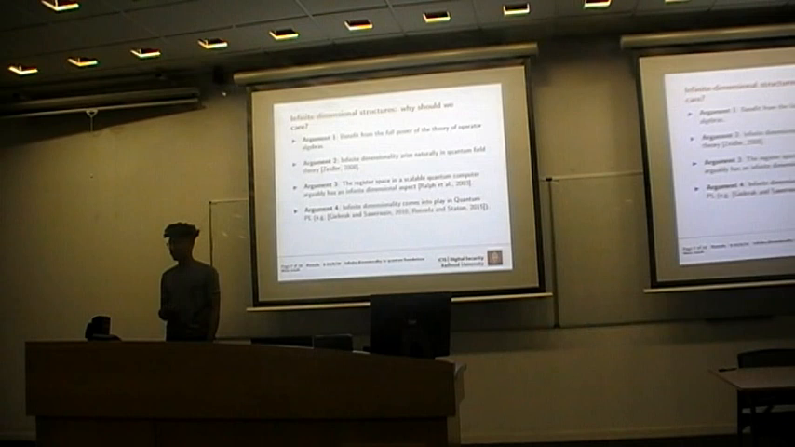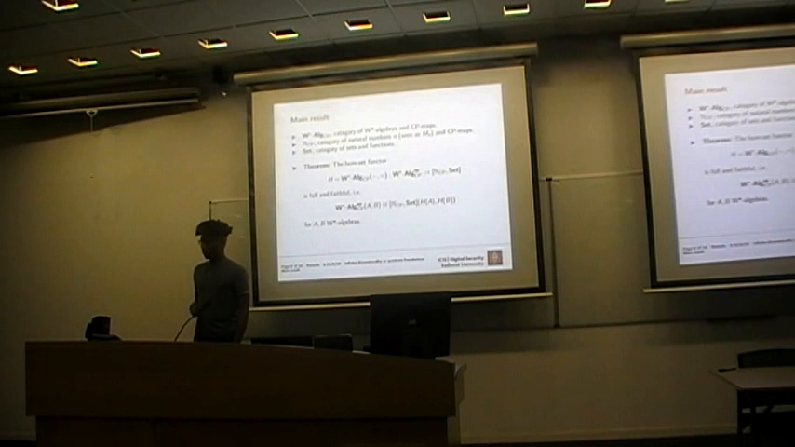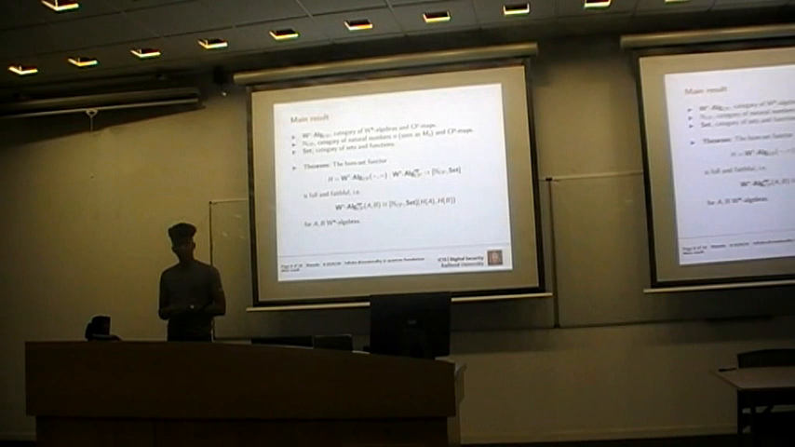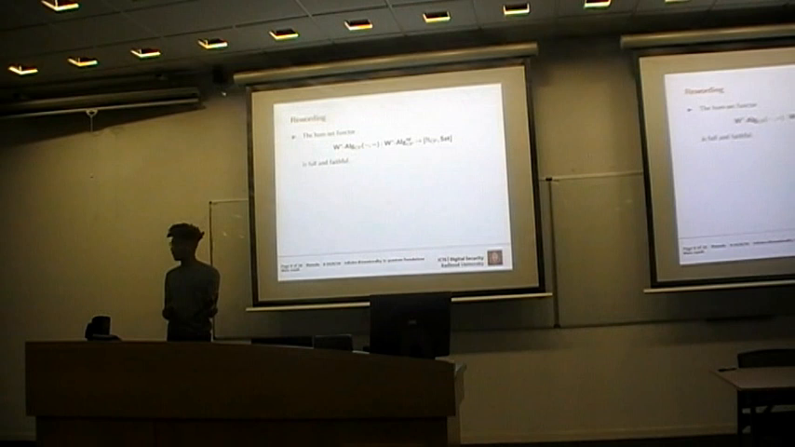So here I'll recall my main results, which relate these three categories. And what does it mean? It means that we have a bijection between complete positive maps between W-star algebras and natural transformations defined between presheaves on matrix algebras. But I haven't said much outside of category theory about what this means.